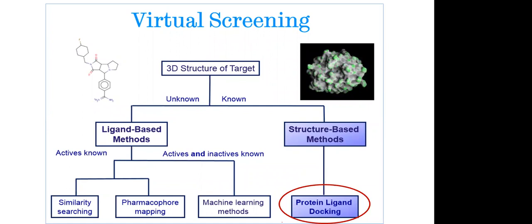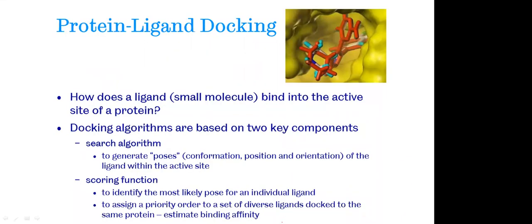And for structure based methods, a known structure based virtual screening method is simply protein ligand docking. And what is protein ligand docking? How does a ligand bind to the active site of a protein? What does the docking algorithm do? And what does the scoring function say about the docking? The docking algorithm is based on two key components: one is the algorithm used to search, and the other is the scoring function used to define the docking interaction.